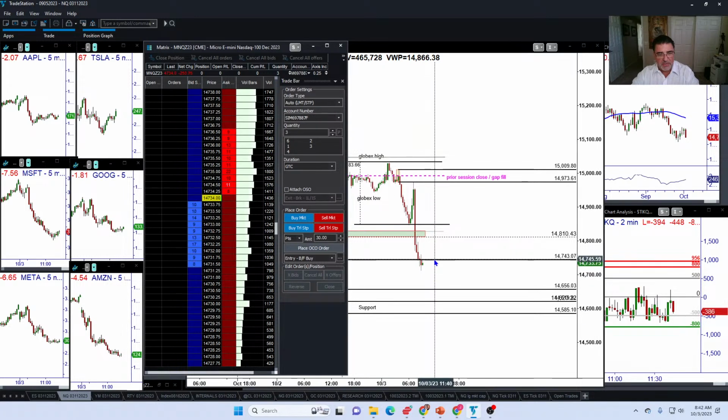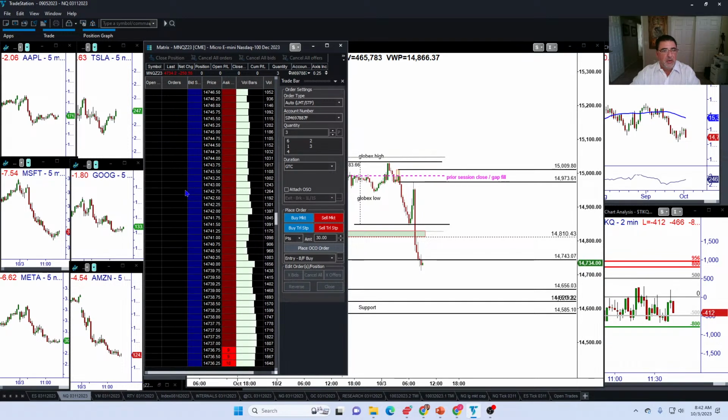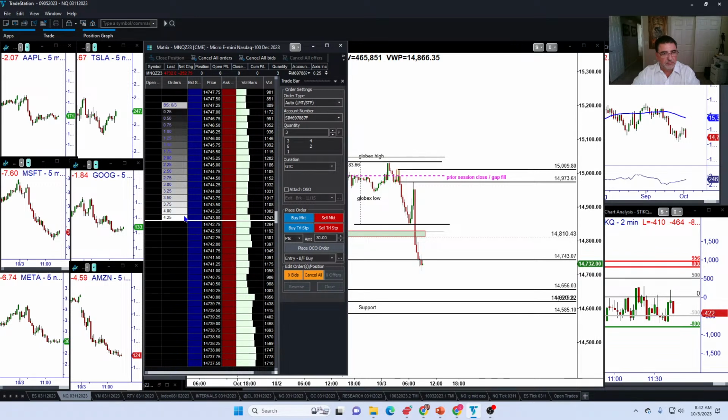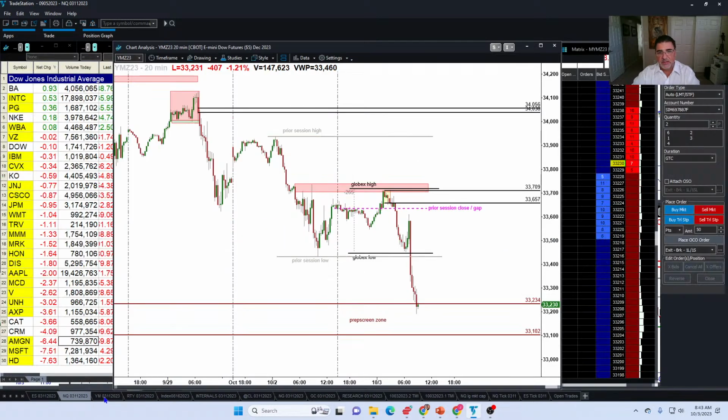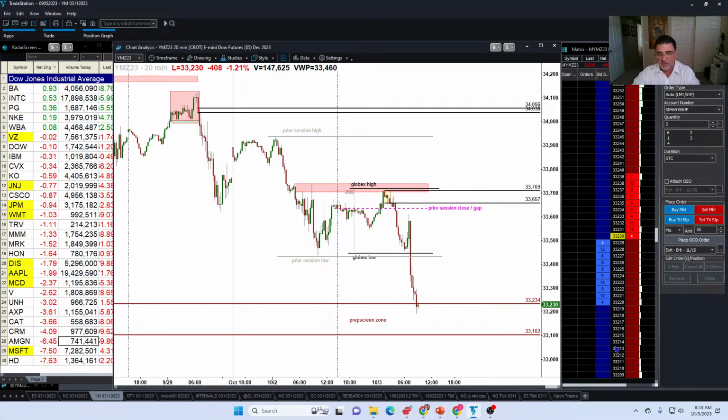I want to take an entry above 14,743. I'll go long. I'll come back in there and place a stop loss at whatever the low is once that trade has triggered. On the S&P, NASDAQ, Dow's in a zone too.